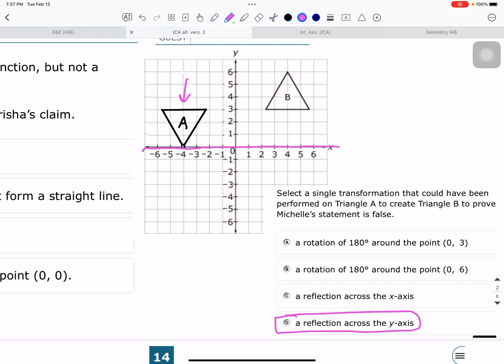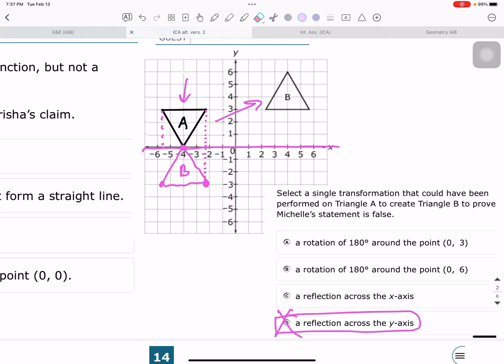If this corner is right on the mirror, then its reflection is going to be right on the mirror. If this guy is like 3 spots away from the mirror, then his reflection is going to be like 3 spots away from the mirror. Same thing with this guy. So if I reflect it across the y-axis, he goes to here, not to here. So it's not that guy.